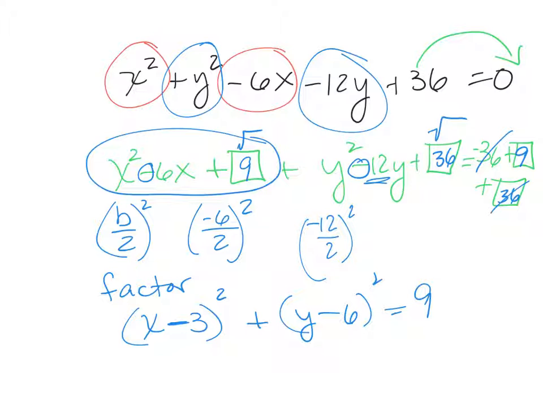So now that would be easy to graph. You have a center of 3, 6, and a radius of 3. So 3, 6 would be up here, and you go down 3, right 3, left 3, and up 3, and draw your circle.